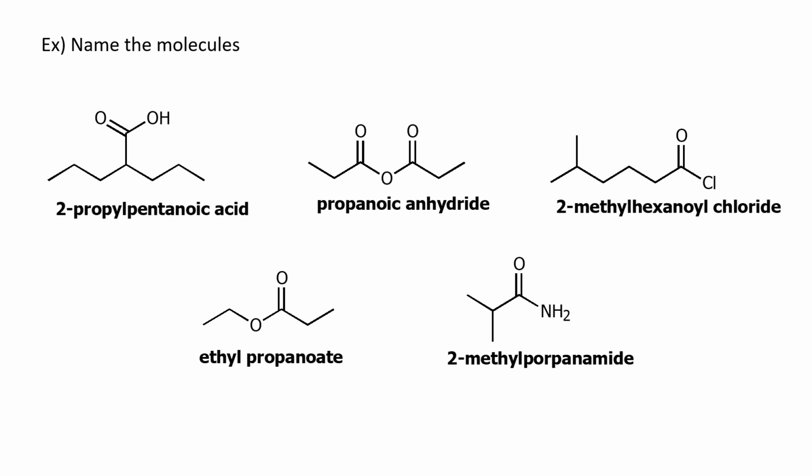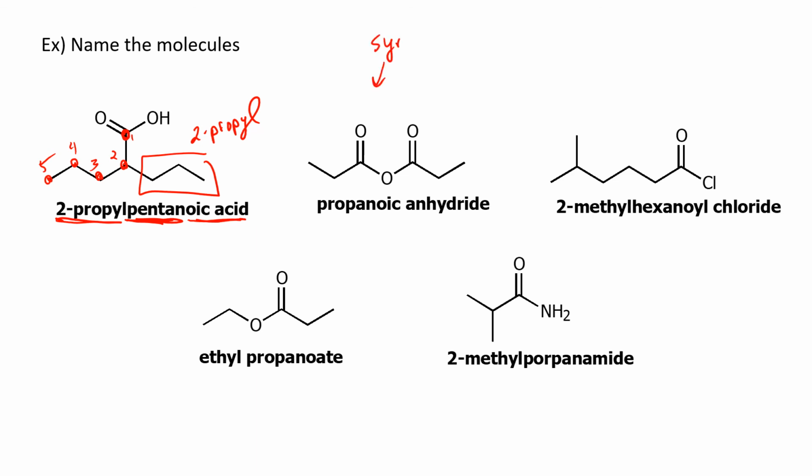All right, for the carboxylic acid, let's count our longest parent chain, including the carboxylic acid. So we have 1, 2, 3, 4, 5. We have a 2-propyl group. And the longest parent chain is 5, so that's pent, and for the carboxylic acid, oic acid. So putting it together, 2-propylpentanoic acid.